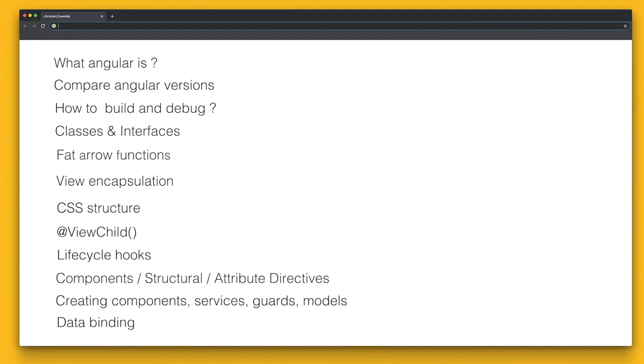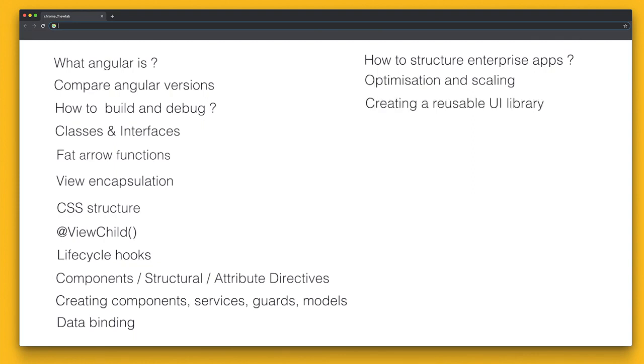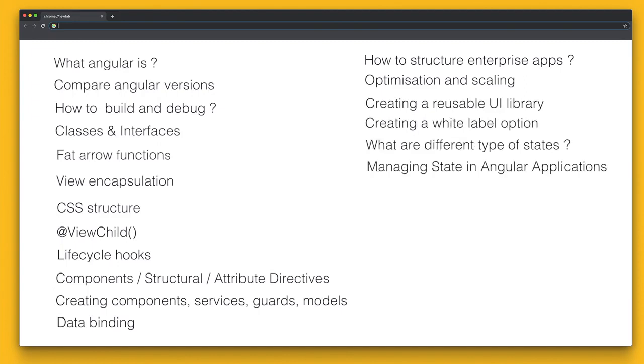And then more into an advanced level where we'll look at how to structure an app. And when we're structuring an app, how to scale it, how to think about what happens when you want to scale each part of it. That includes reusable components, white labeling. We'll be looking at different type of state stages that are in Angular.